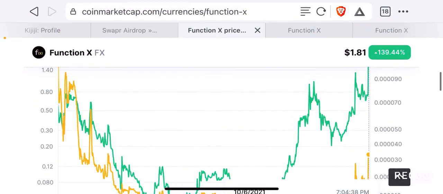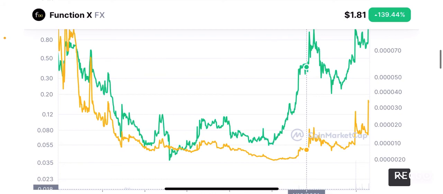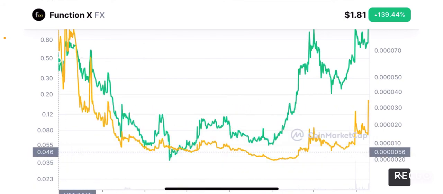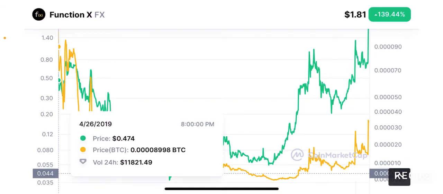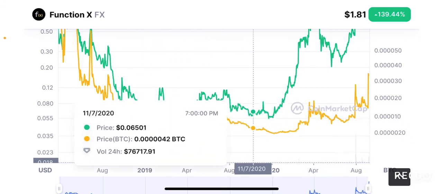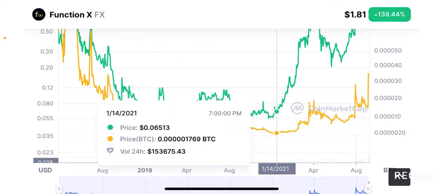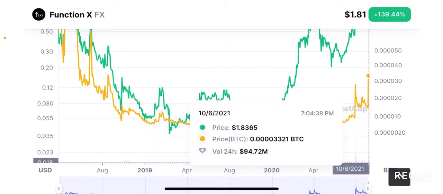If you take a look at the Bitcoin comparative, on the other hand, this token has not been as great as the dollar comparative, but it has been doing pretty well as well, right? If you take the price point in Bitcoin comparative, it used to be 8,900 satoshis per token on 26th of April 2019, and it declined all the way to an all-time low of about 1,700 satoshis per token on 14th of January, and from then the token had been going up in the Bitcoin comparative, although not setting new all-time highs.